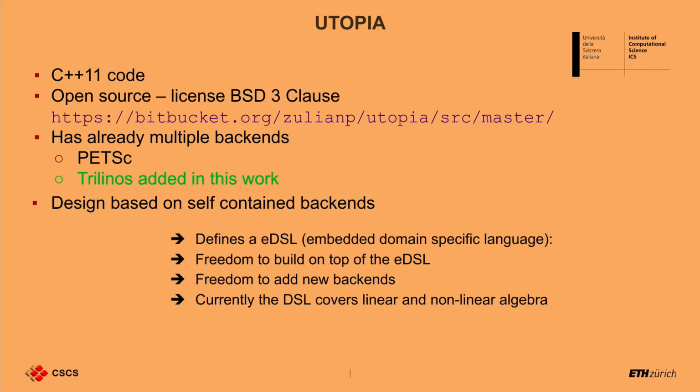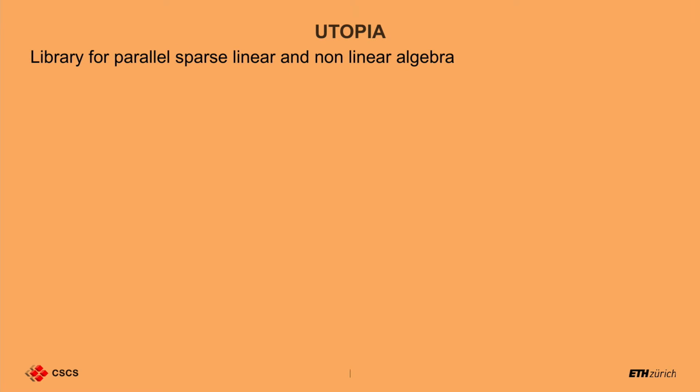So Utopia defines an EDSL, an embedded domain-specific language written in C++, and gives two freedoms: the freedom to build on top of the interface new solvers, and the freedom to add new backends. In this case, Trilinos backends. And currently, this DSL is covering linear and nonlinear algebra.